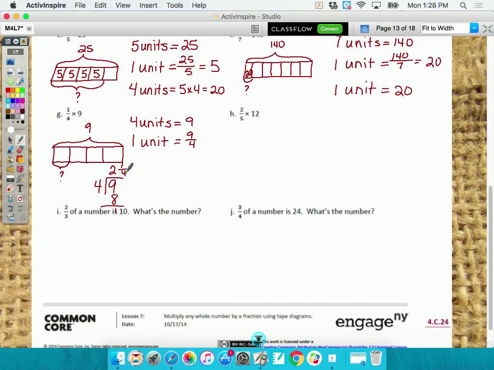So here we have an answer. 1 unit equals what? 2 1/4. And if I added that all up, would I get 9? 2, 4, 6, 8 plus 4 fourths. Okay? All right, take a look at this one. It's a little bit different because my numerator is a 2. So I've got a total of 12.